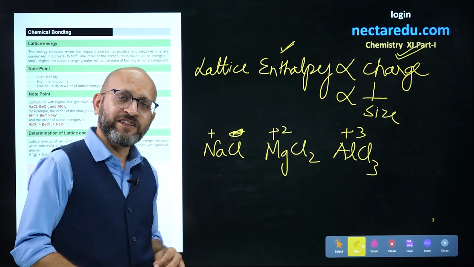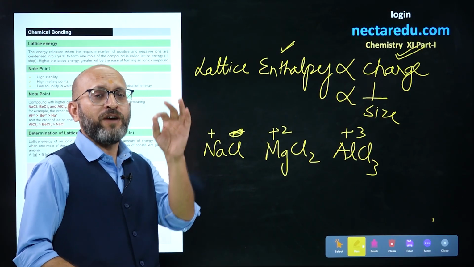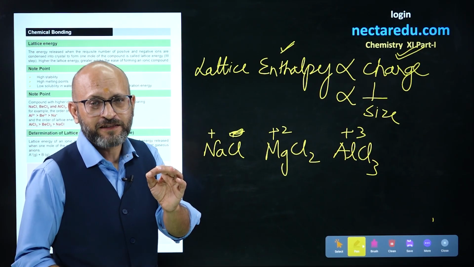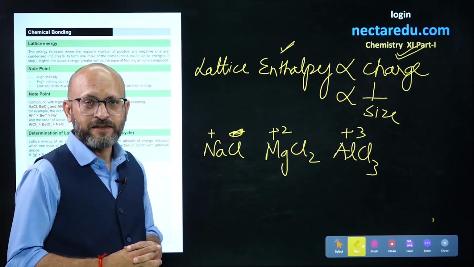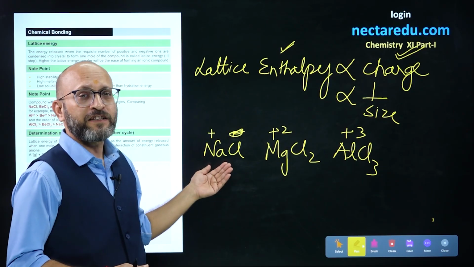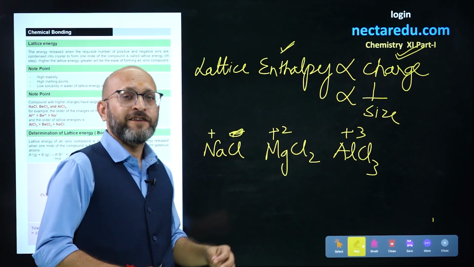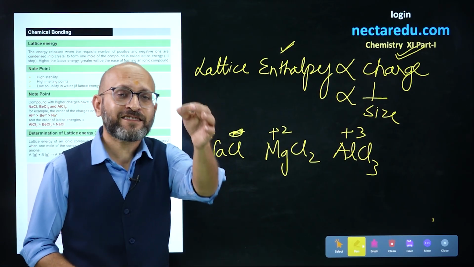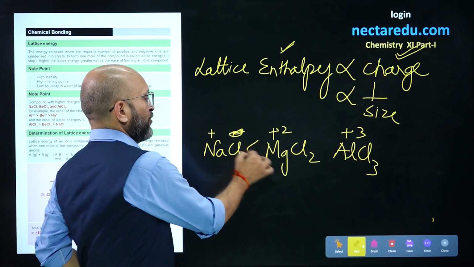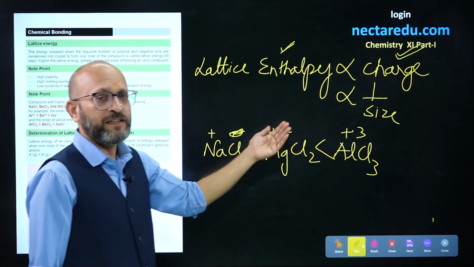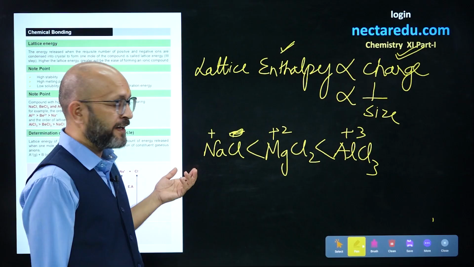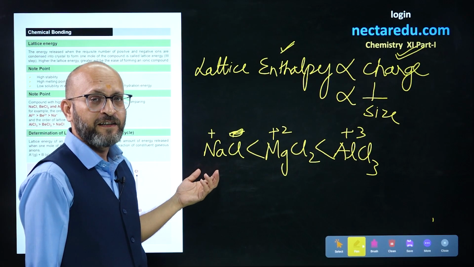Whenever you have a comparison, always remember you have to check the point of difference. Here the point of difference is the charge on cations. What is the charge over here? +1, +2, +3. So the more the charge, the more the lattice enthalpy. AlCl3 has more lattice enthalpy than MgCl2, and MgCl2 has more lattice enthalpy than NaCl.